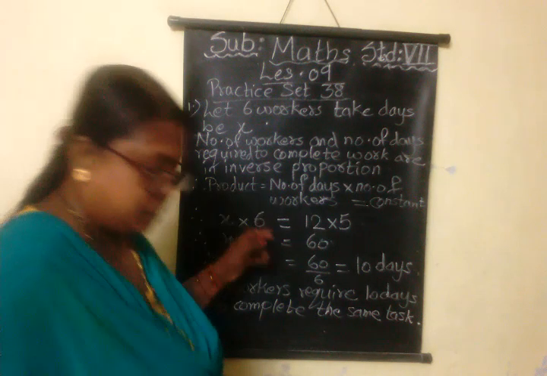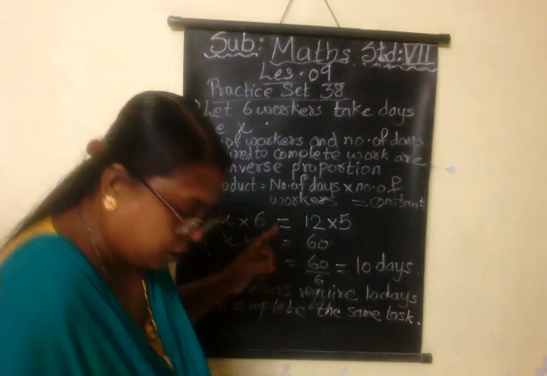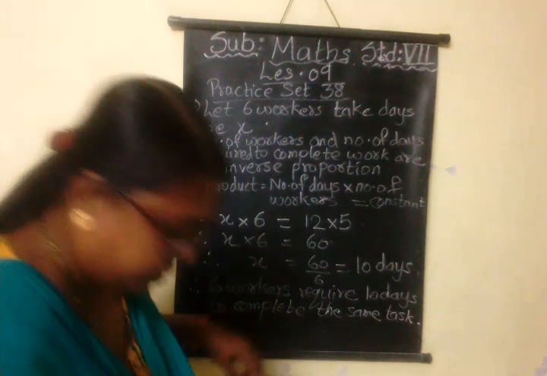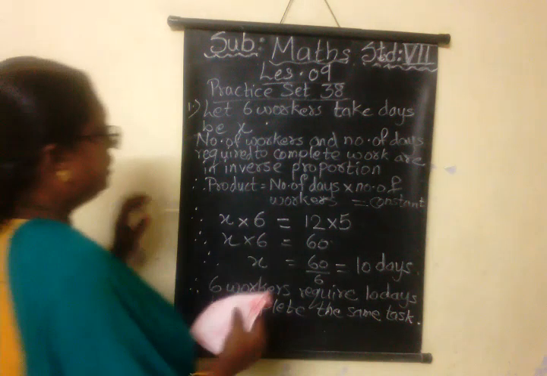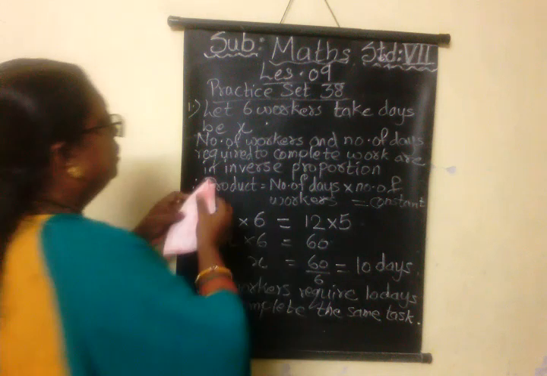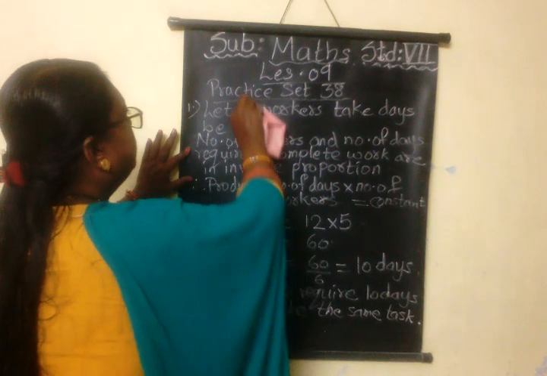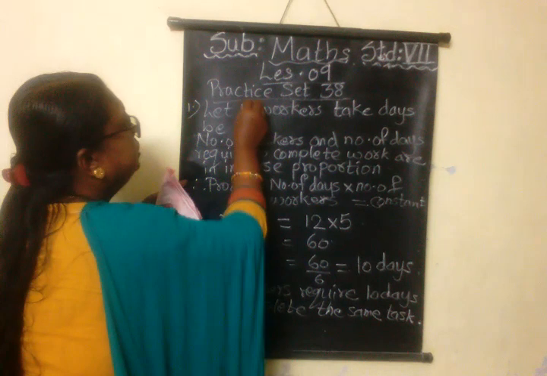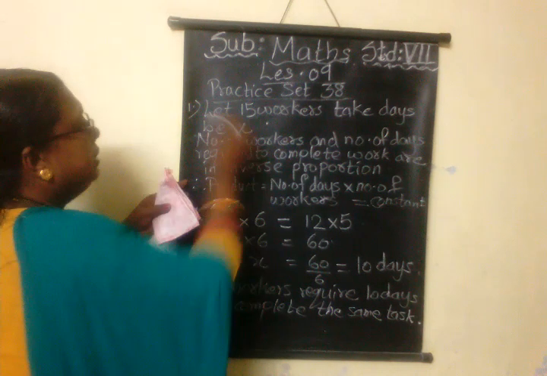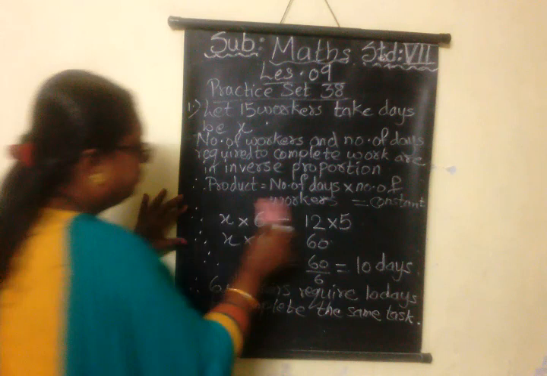Now instead of 6 workers, the second question is how many days would 15 workers take to complete? So instead of 6 we have to use 15 now. Okay, so I'll do the same again. You have to copy down again. Let the days 15 workers take be X, and then from here I'll write.